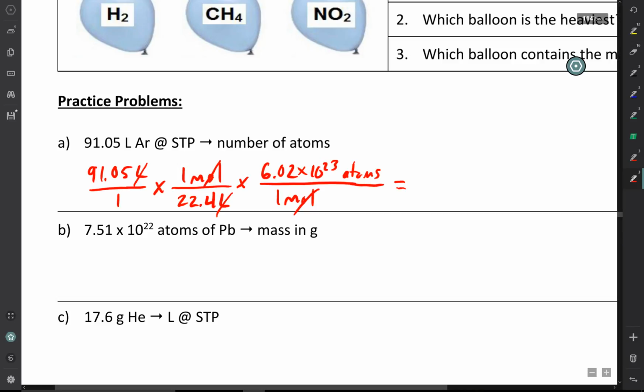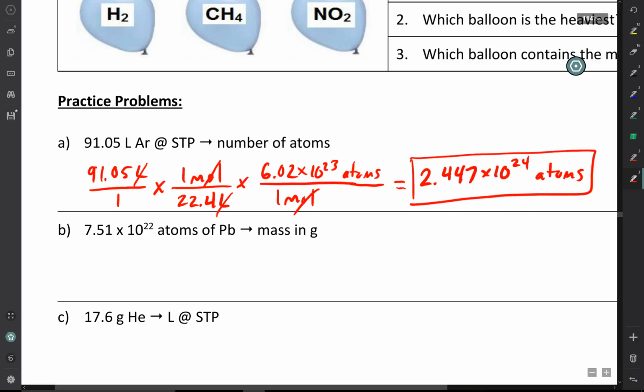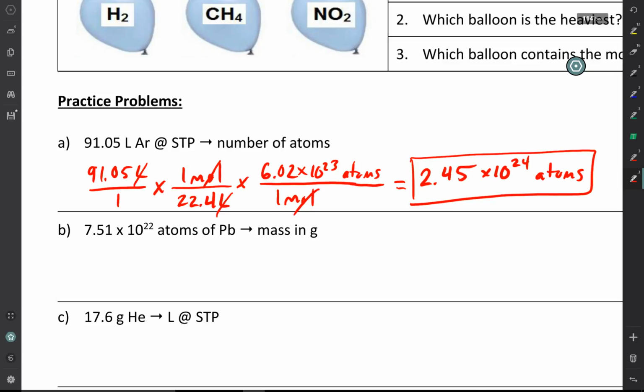So I've got 91.05 times 6.02 times 10 to the 23rd. Be careful about how you enter that in your calculator. And divide that answer by 22.4. And that should tell you how many atoms are present. When I do the math, I get 2.447 times 10 to the 24th atoms. Make sure that you're careful with sig figs. Ooh, I did not follow my own advice. Because there are 3 sig figs in 6.02 times 10 to the 23rd and 3 sig figs in 22.4, I should cut that off at 2.45 times 10 to the 24th atoms.